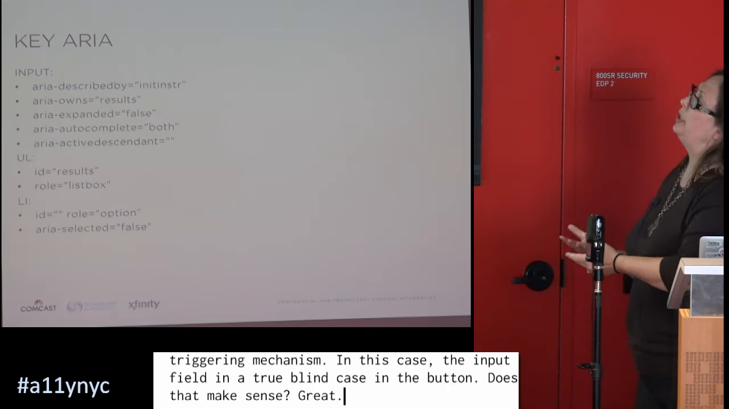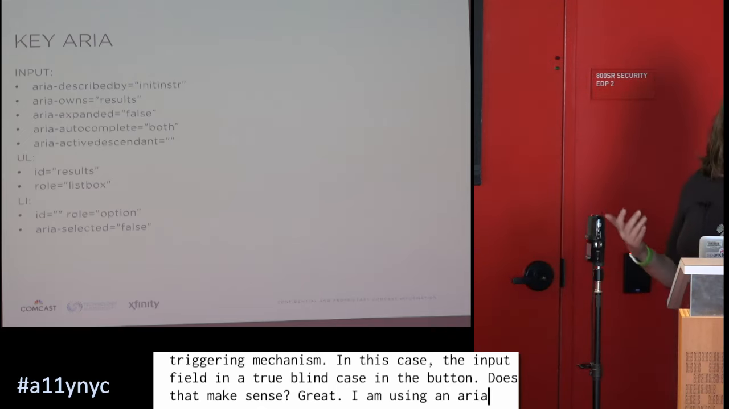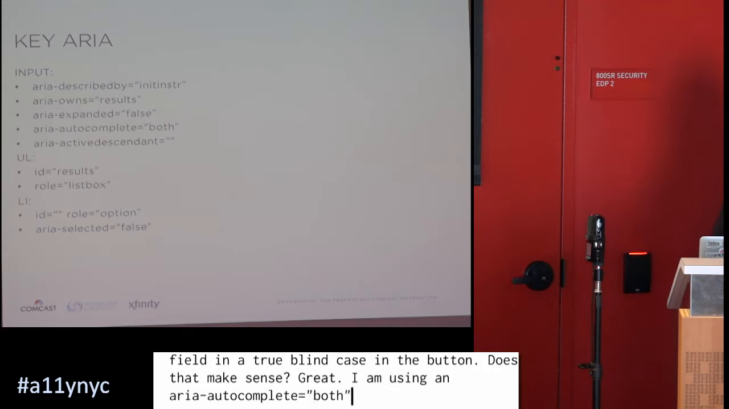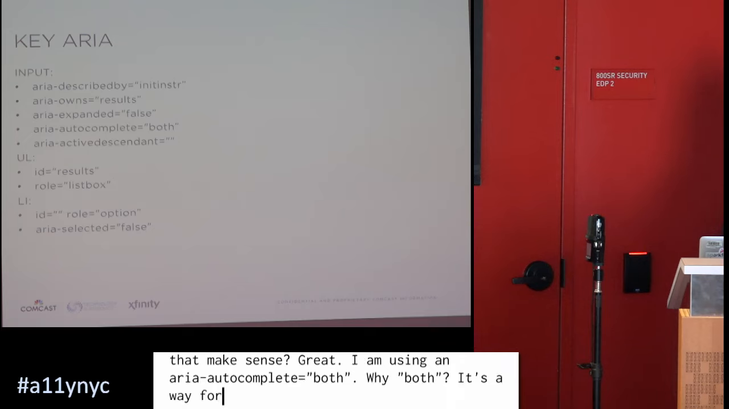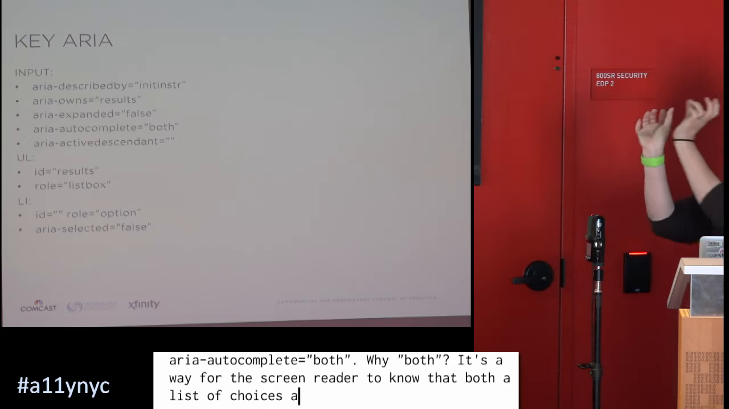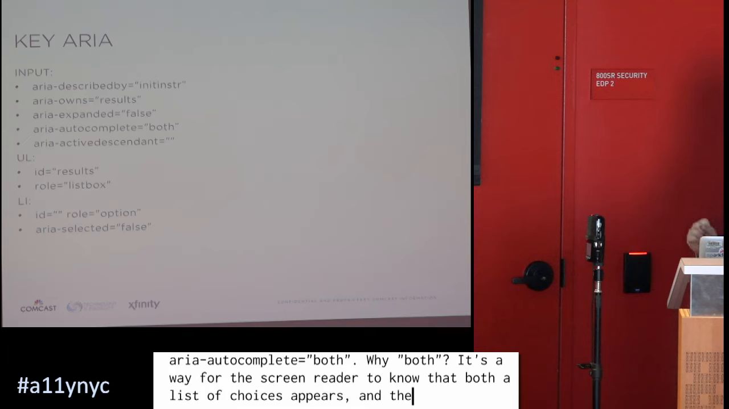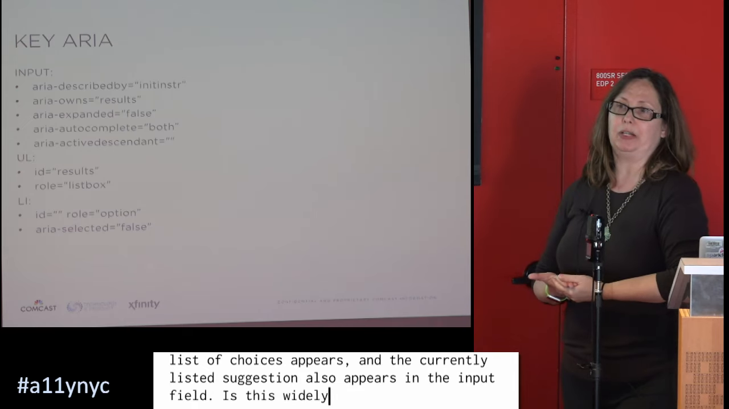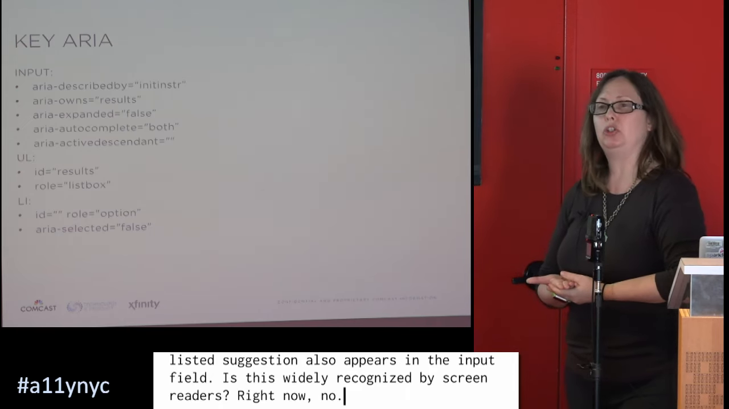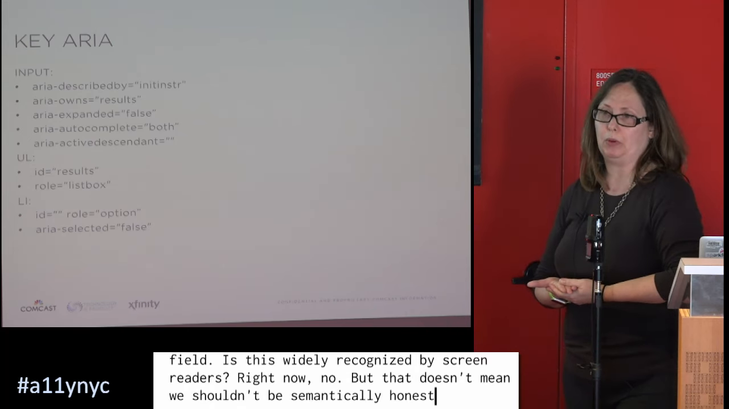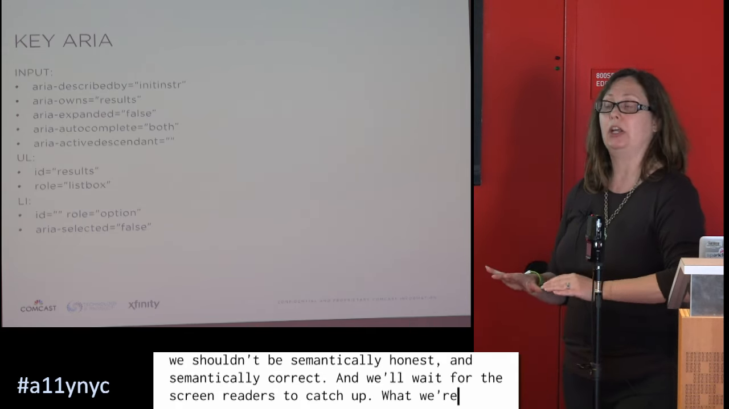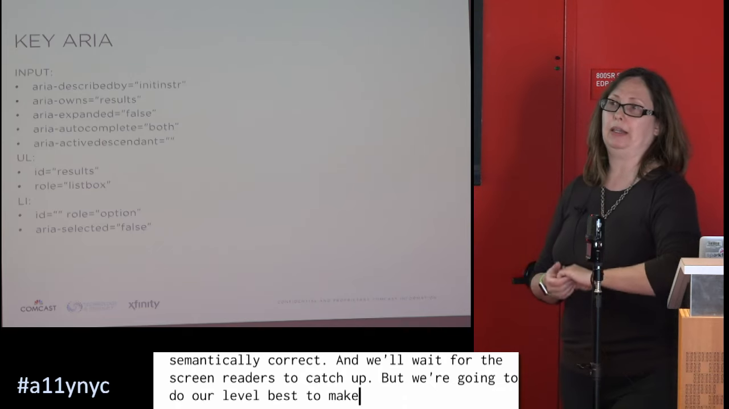I am using an Aria autocomplete both. Why both? It is a way for the screen reader to know that both a list of choices appears and the currently selected suggestion also appears in the input field, okay? Is this widely recognized by screen readers right now? No. But that doesn't mean we shouldn't be semantically honest and semantically correct. We'll wait for the screen readers to catch up, but we're going to do our level best to make sure that we are semantically honest.